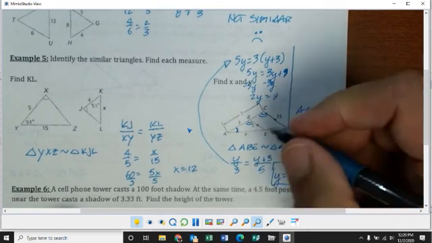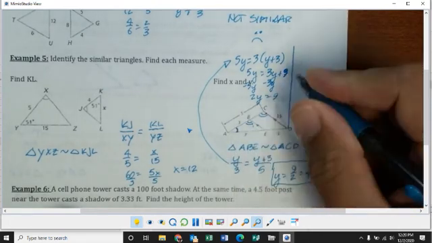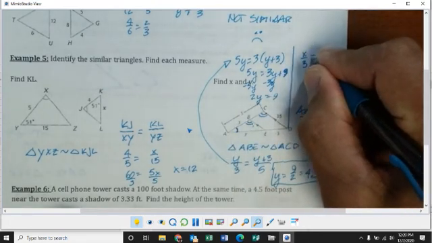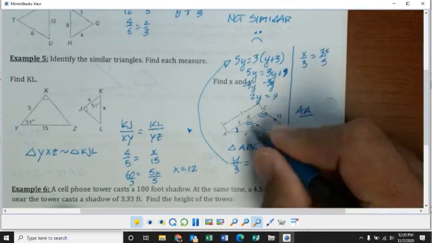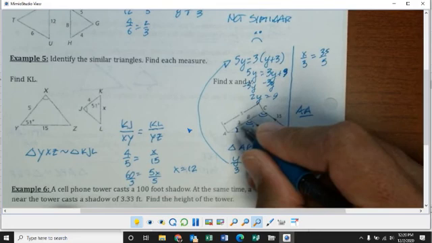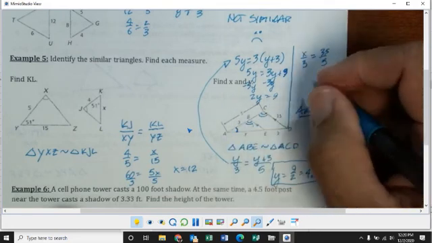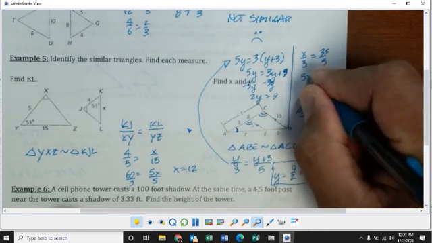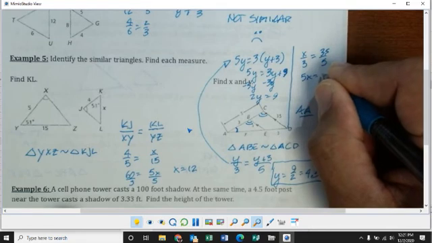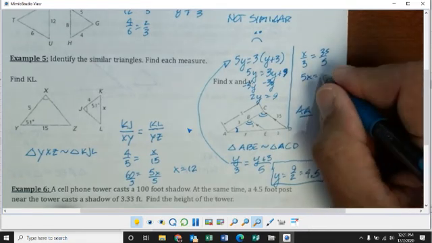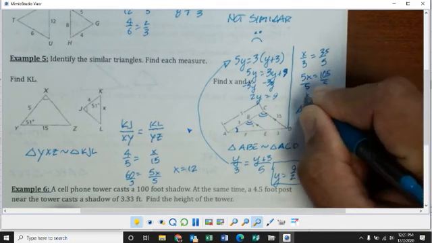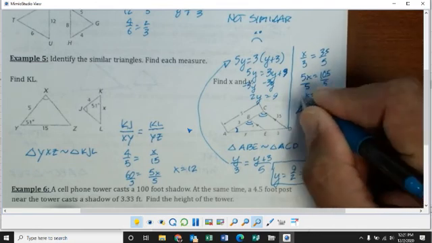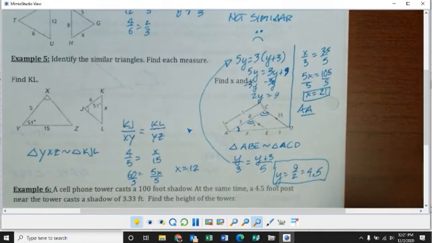I know that I can use x over 3 equals 35 over 5. So that's the parallel side over the top side, parallel side over top side. Cross multiply, 5x equals 3 times 35, which is 105. So to divide that by 5, that's going to give me x is equal to 21. All right? So there's x and y.